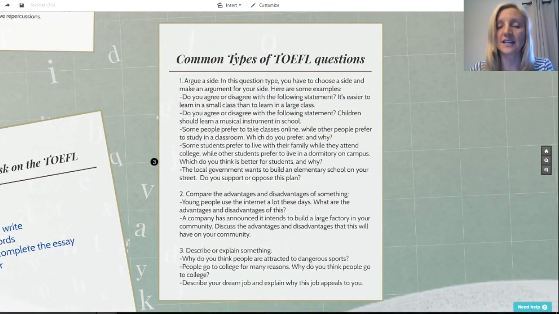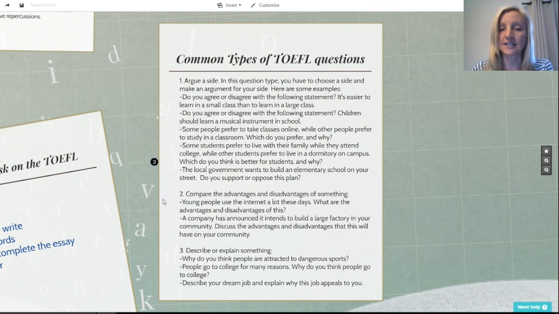Now, I've broken it down into 3 of the most common types of TOEFL questions. In the first, you argue a side. In this question type, you have to choose a side and make an argument for your side. Please feel free to pause the video at this point and read these over.